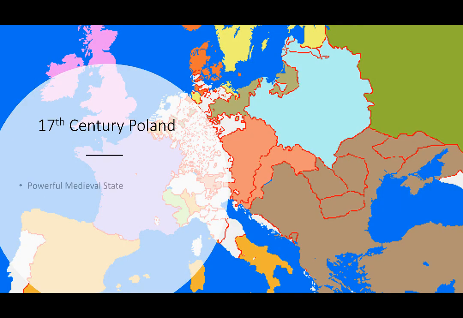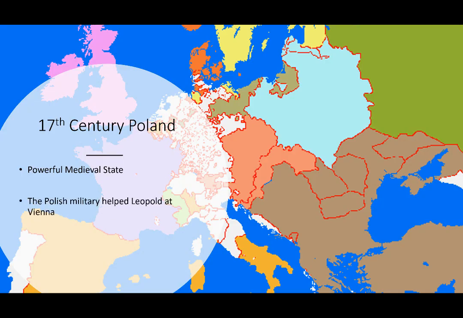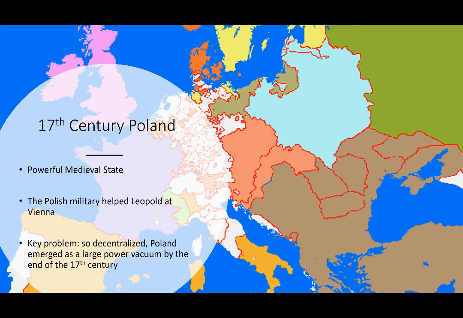Well, so it's a powerful medieval state. It had the most powerful army at one point, and they actually helped protect the city of Vienna during the 1683 siege. So Poland's not a weak state, but it was a decentralized state. So therefore, it was so decentralized, so weak, that Poland became a power vacuum.